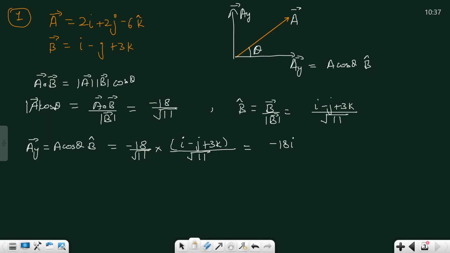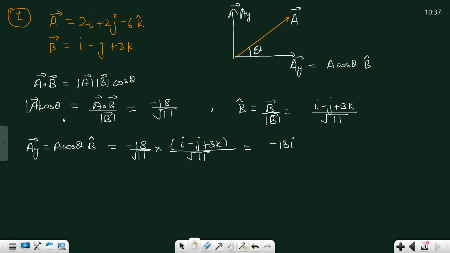No. Because you multiplied only cos theta with the b unit vector, no? We need to get this magnitude a cos theta. So when you take a cos theta, it will be minus 18 by root 11 only. The magnitude will be a cos theta, not only cos theta. Cos theta is just the angle part.